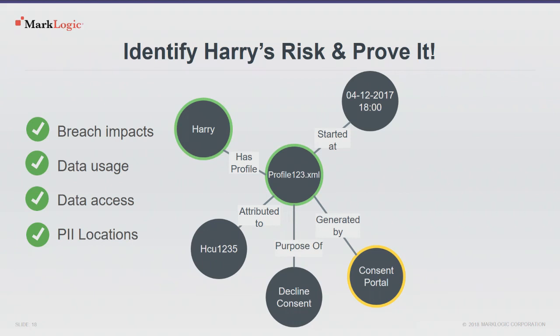So what I've actually done here is I've taken Harry's profile again, and we've had Harry update his own consent. So he accessed the consent portal via the website, and he updated profile 123 from the consent portal. The purpose was to decline consent, and it was attributed to HCU1235, which was the API username that was actually initiating this. We've also created a new attribute, which is has profile. So Harry has a profile, profile123.xml.